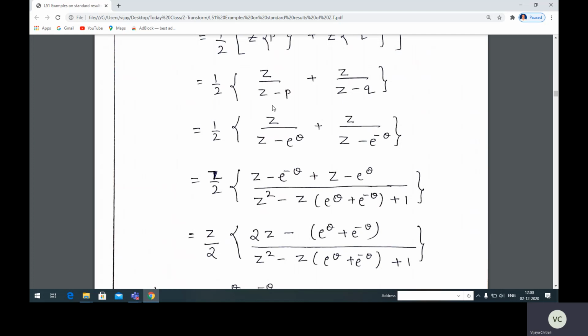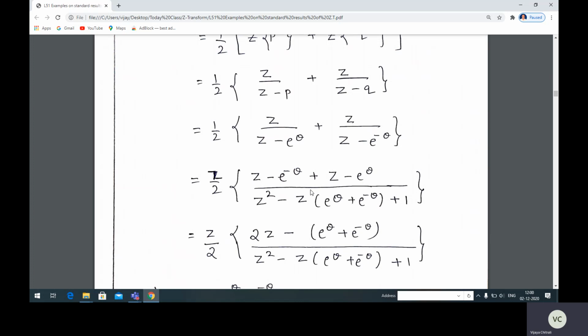Multiply z minus e raised to minus theta. And this plus sign is as it is. z minus e raised to minus theta is there, so multiply e raised to theta, right? And denominator you multiply these two, right? So multiplying these two, we'll get it here as z square minus z e raised to theta plus e raised to minus theta plus 1.